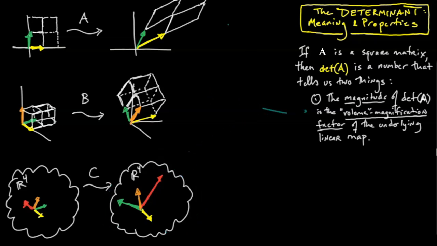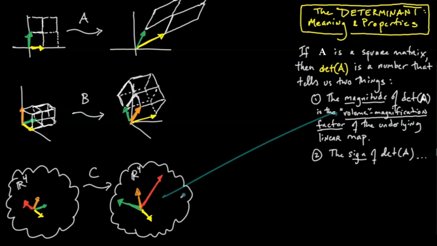Now all this brings us back to this definition of the determinant that we are building up. It's a number that tells us two things, one by virtue of its magnitude and the other by virtue of its sign, whether it's positive or negative, but I'm holding off on that one for a moment. Let's concentrate on the magnitude first. I said that the magnitude is the volume magnification factor of the underlying linear map, where volume in scare quotes is standing in for area in the two-dimensional case, volume in the three-dimensional case, and whatever sorts of hypervolume in the 4 and higher dimensional cases.